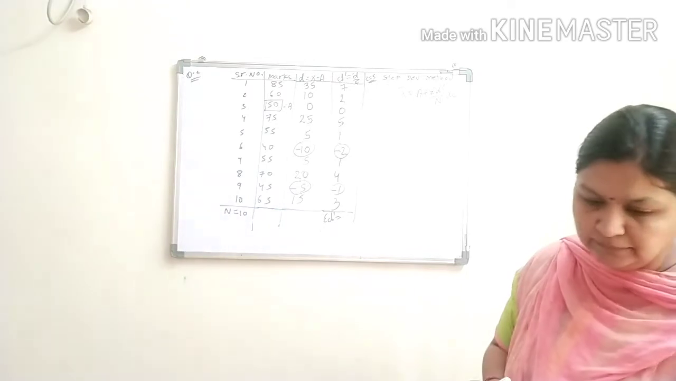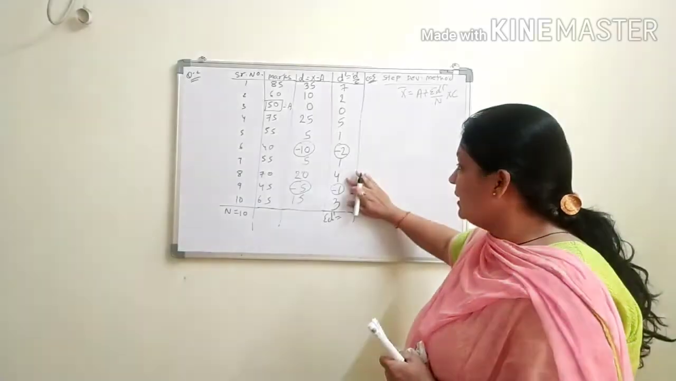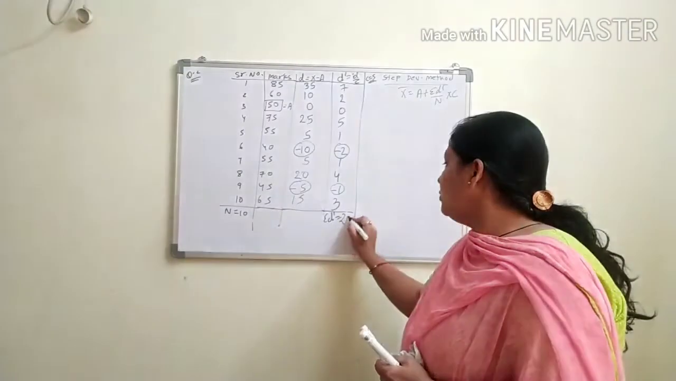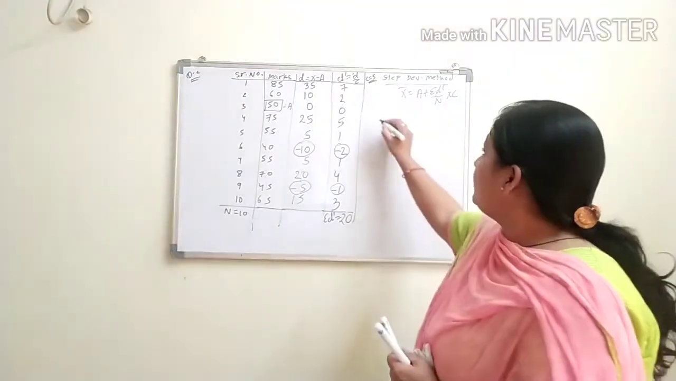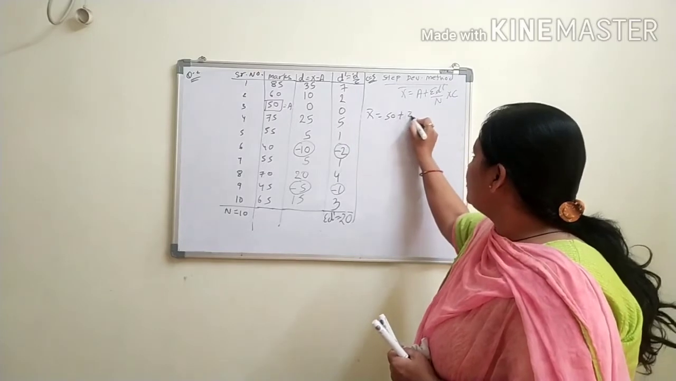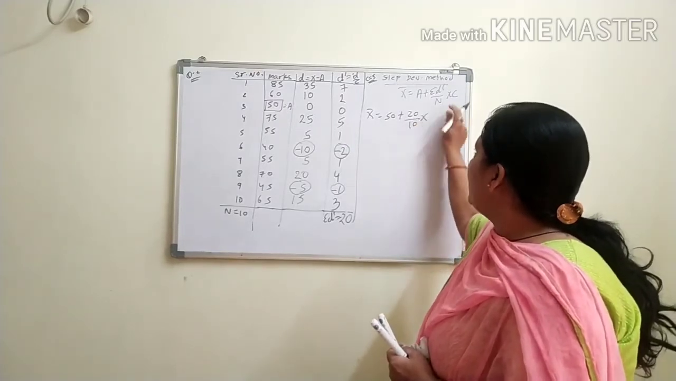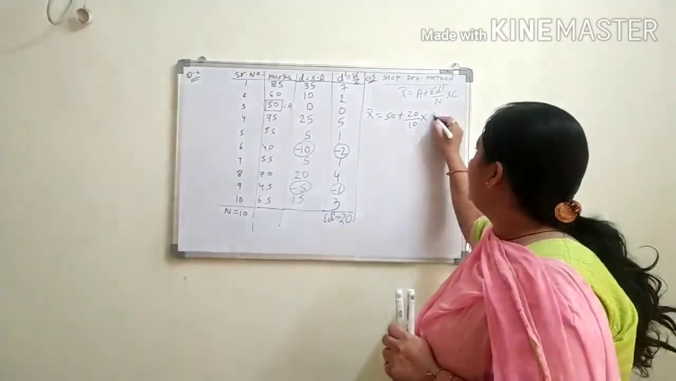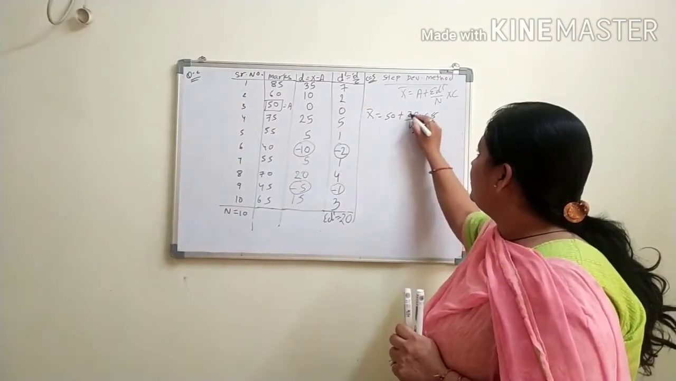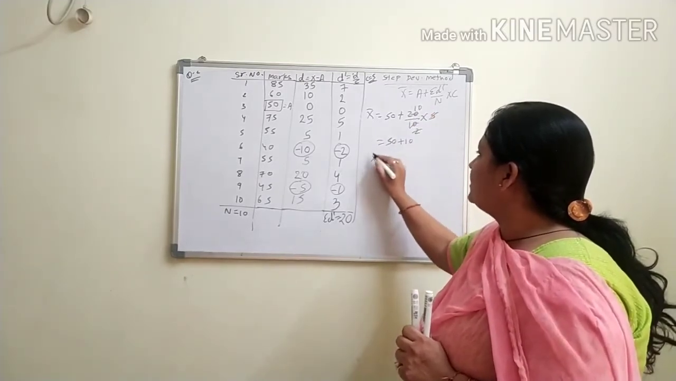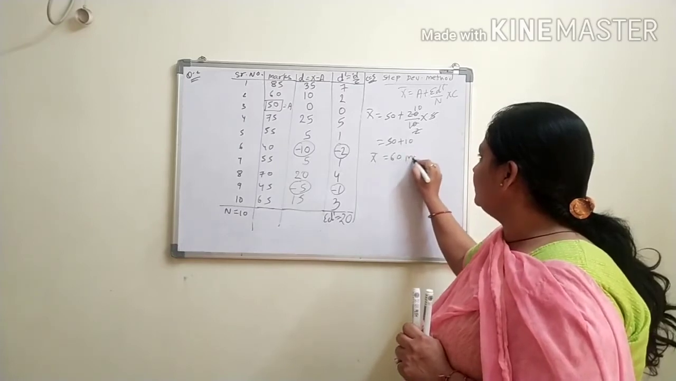Find out very quickly. 7 plus 2 plus 5 plus 1 plus 1 plus 4 plus 3. Fine. So sigma d becomes equal to 20. Now put the value in the formula. x bar equals 50 plus 20 upon 10 into what is your C? C is the common factor, it is 5. So 5 2s are 10, so 50 plus 10, so x bar equals 60 marks.